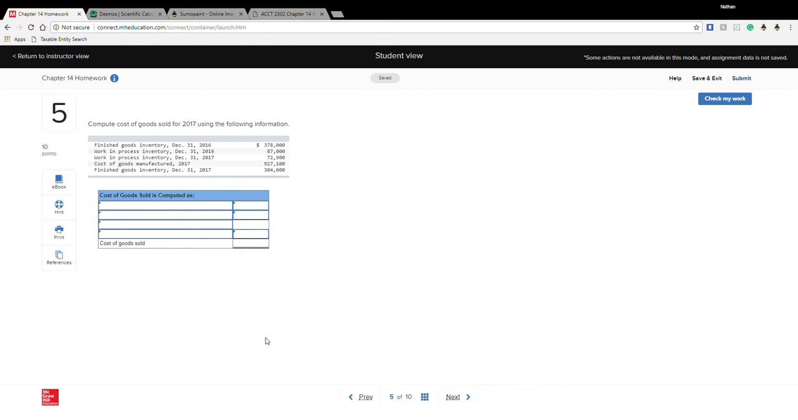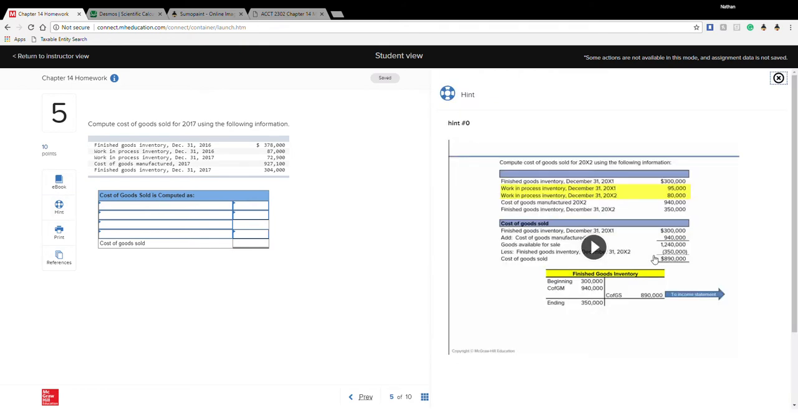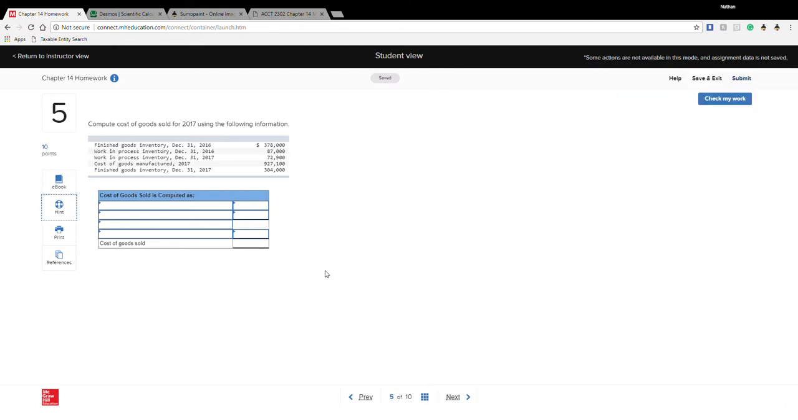Alright. So now we're still doing cost of goods sold. But we see more accounts. Again, if you feel like it, you can always press the hint button, play the video if it helps you out. If you need to, look at the notes.